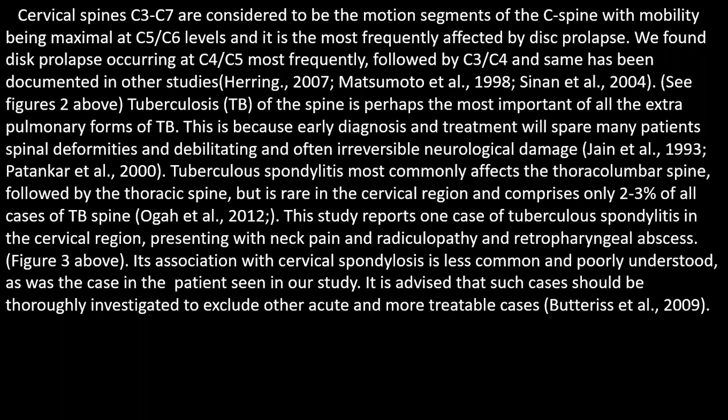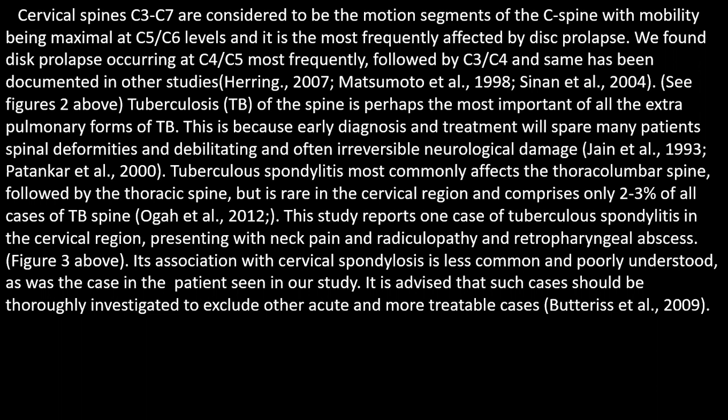The cervical spine C3 to C7 is considered to be the motion segment of the cervical spine, with the maximum mobility at the level of C5, C6, which is most frequently affected by disc prolapse. We found disc prolapse occurring at C4, C5 most frequently, followed by the C3, C4 level, the same as has been documented in other studies.